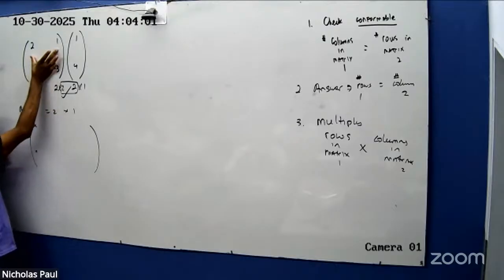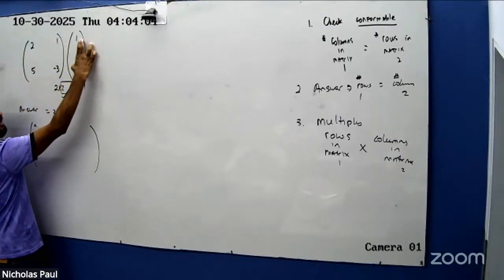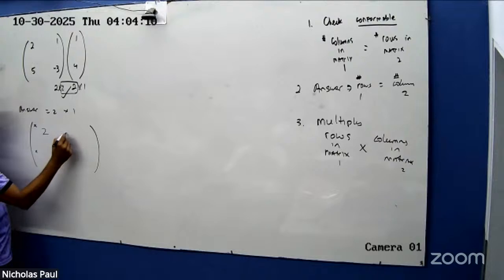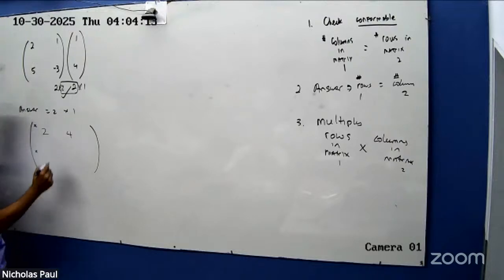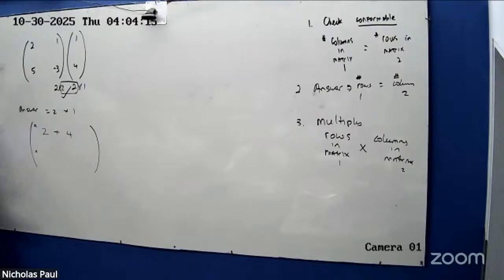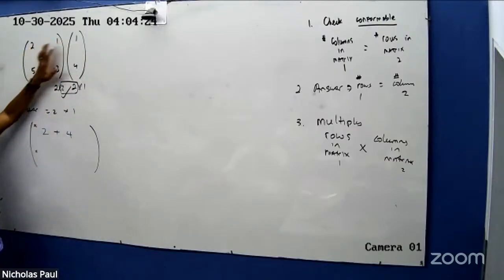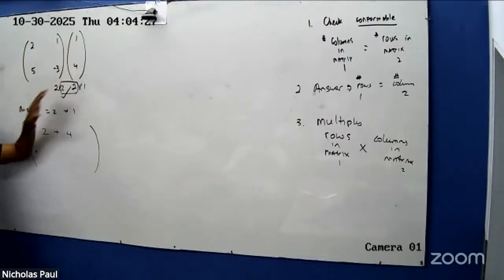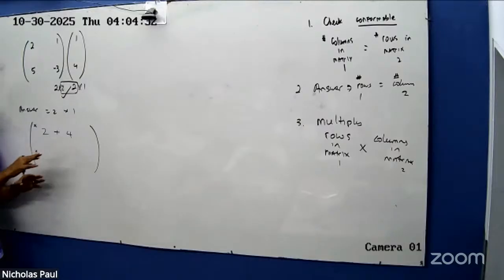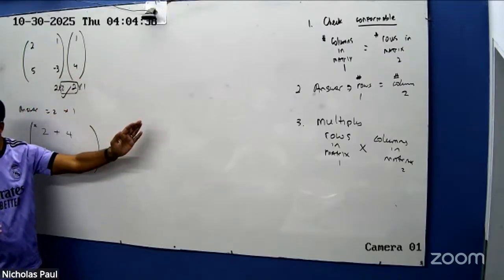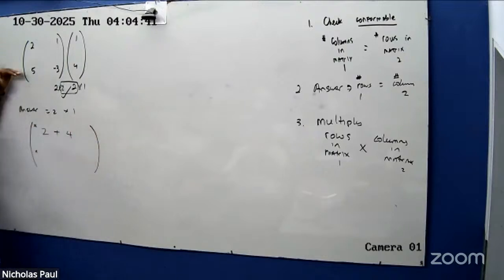We take the first row, 2, 1, and multiply it by the column. So you're multiplying 2 by 1, 1 by 4, and then we add. Okay? First value by first value, second value by second value, then you add. Everybody okay with that? And we're done, because there are no more columns. First row by all the columns, second row by all the columns. Now we go to the second row.